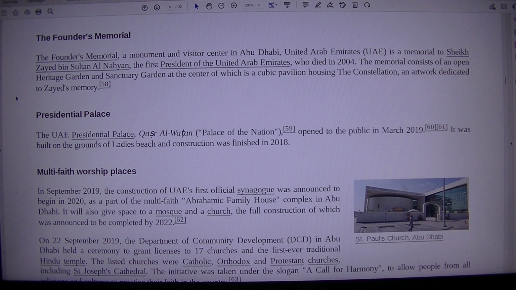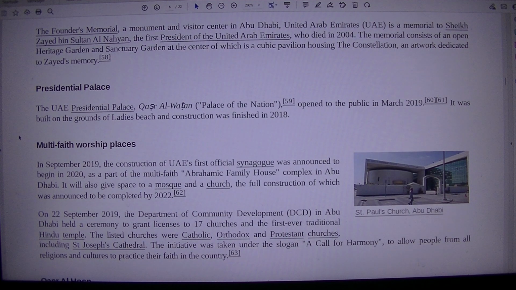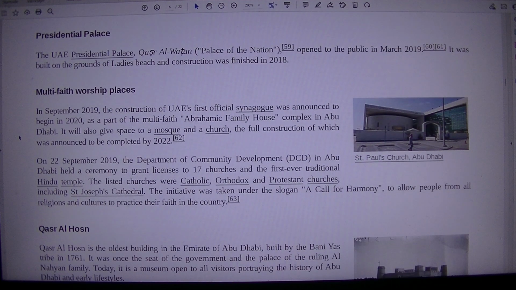58. Presidential Palace. The UAE Presidential Palace, Al-Wan, Palace of the Nation, 59, opened to the public in March 2019. 60, 61. It was built on the grounds of Ladies Beach and construction was finished in 2018.